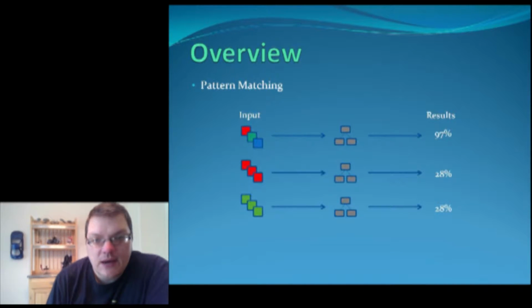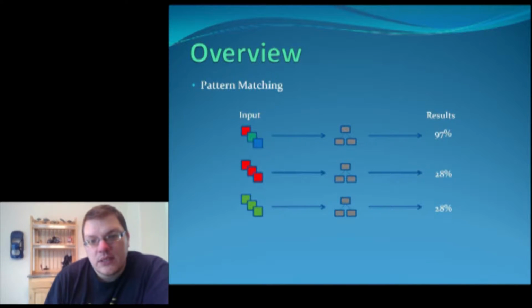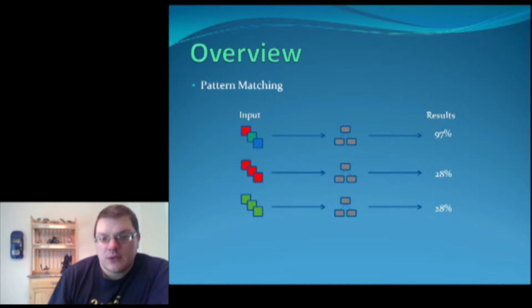And for the example, we got 97% for the red, green, blue, and then if we feed it red, red, red, it'll be a lot lower because we're not looking for that pattern. So we want it to be proportionate. And then, of course, green, same thing. We're not looking for that value, so we want it to be low.